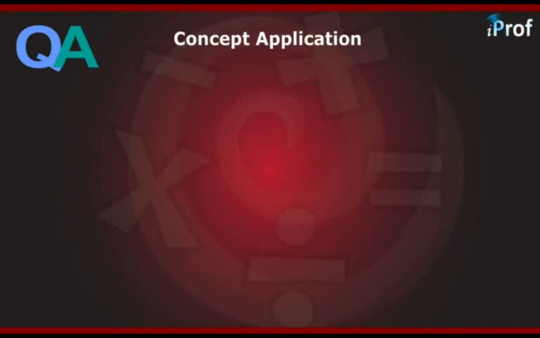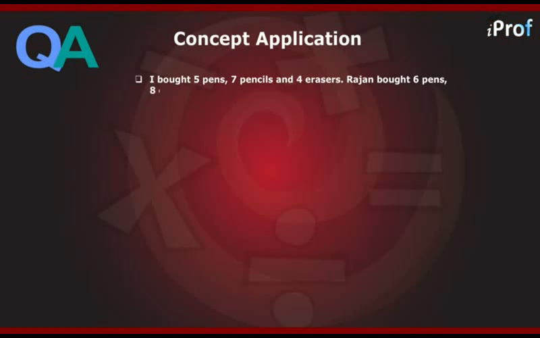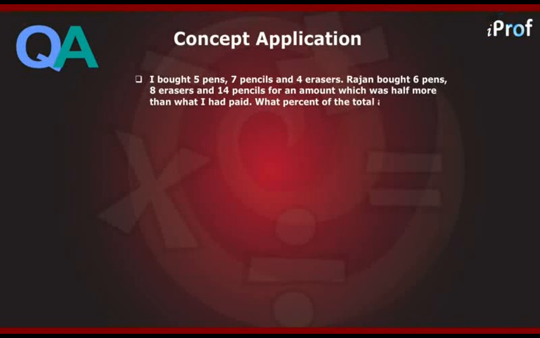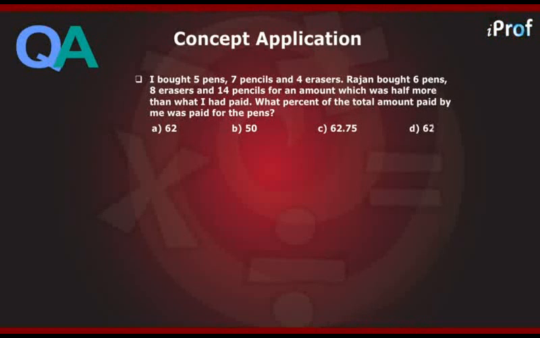Choose the correct alternative. I bought 5 pens, 7 pencils and 4 erasers. Rajan bought 6 pens, 8 erasers and 14 pencils for an amount which was half more than what I had paid. What percent of the total amount paid by me was paid for the pens? The given options are A 62, B 50, C 62.75, D 62.5.